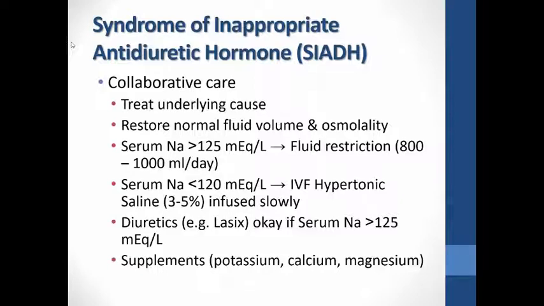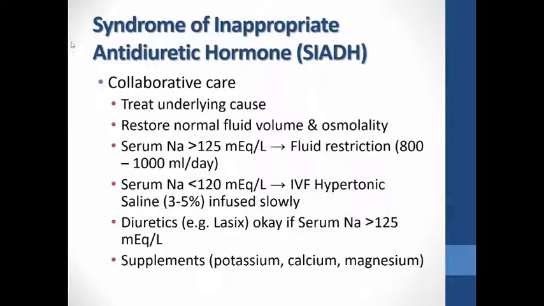So if you're fluid overloaded, you have too much water, then it only makes sense that you're going to fluid restrict. So remember that the average adult gets 1,200 to 1,500 milliliters of fluid a day as intake, all right? So you want to restrict fluid to at least 800 to 1,000 milliliters a day.